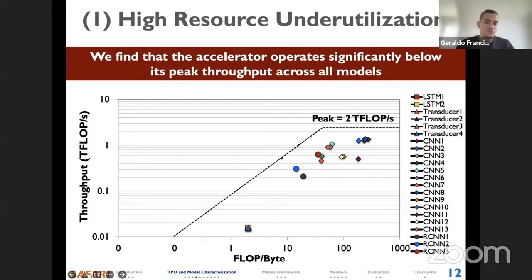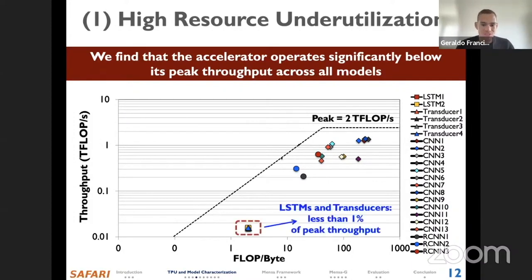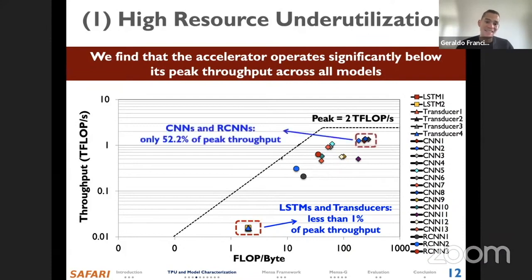We make two observations from this plot. First, we observe that the transducers and LSTM networks have the greatest underutilization, with both achieving less than 1% of the peak throughput of the HTPU accelerator. And second, even though CNNs and RCNNs do somewhat better than the LSTMs and transducers, achieving 52% of the peak throughput of the HTPU accelerator, this is still way below the maximum throughput that the accelerator can provide for neural network inference.